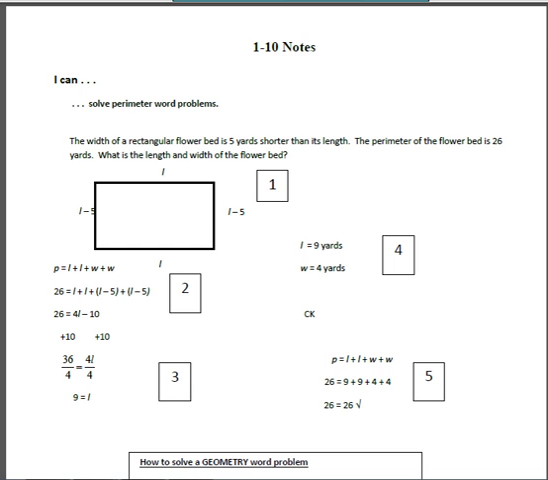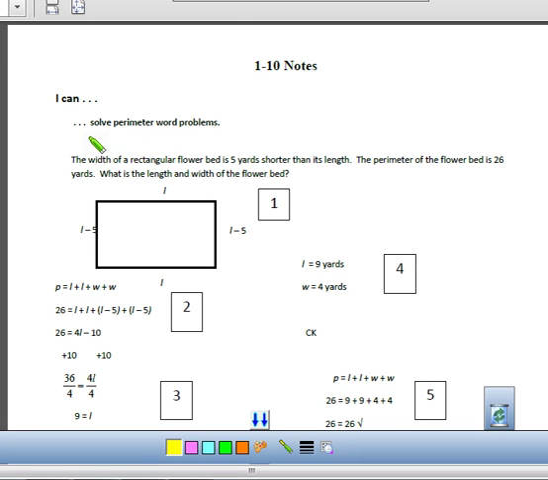Hello, welcome to the video for lesson 1-10. Here are the notes for this lesson, and you'll notice that we're looking at page 31 from your notes packet. So the target for this is I can solve perimeter word problems.